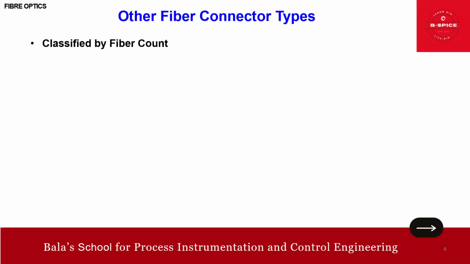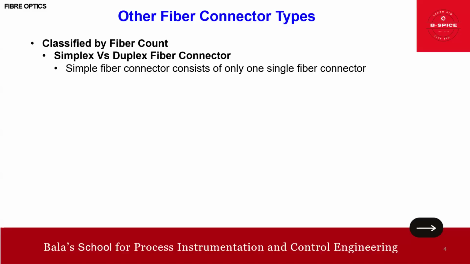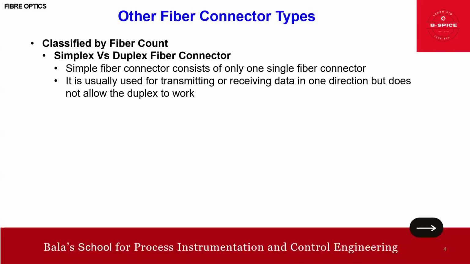Then we have classification by fiber count, simplex versus duplex. Here a simplex fiber connector consists of only one single fiber. It is usually used for transmitting or receiving data in one direction, but it does not allow the duplex mechanism to work.